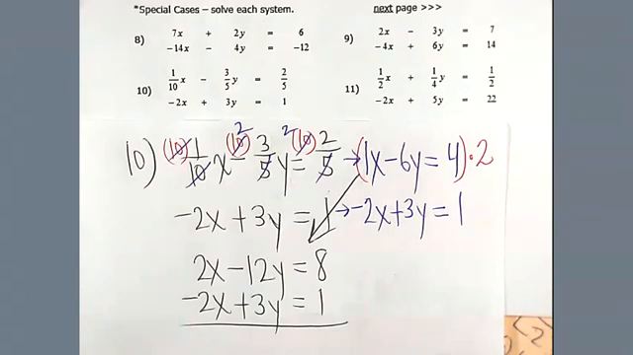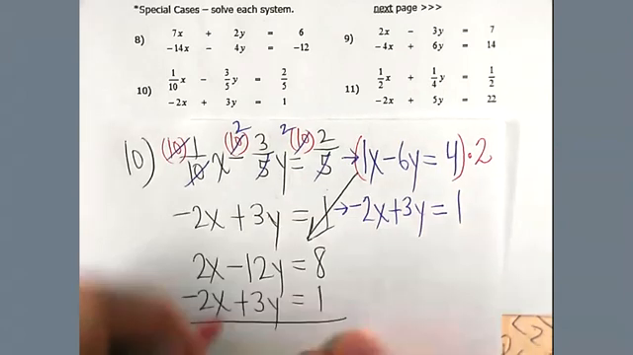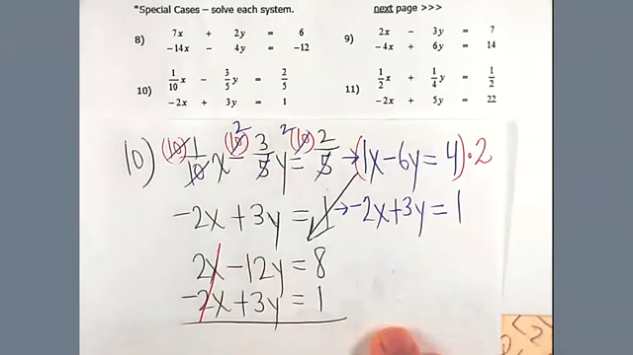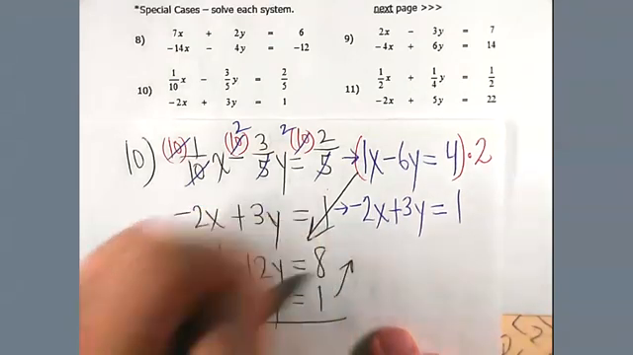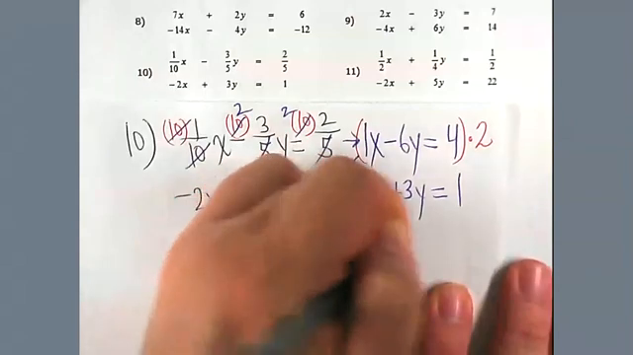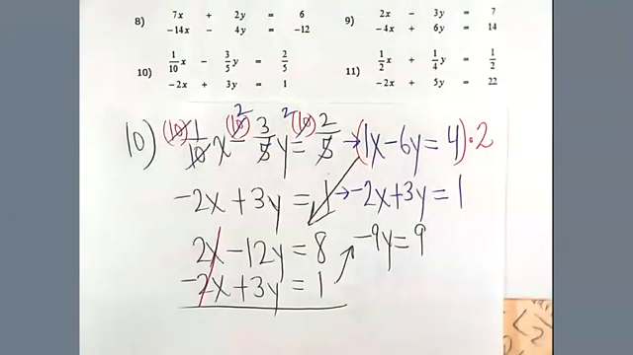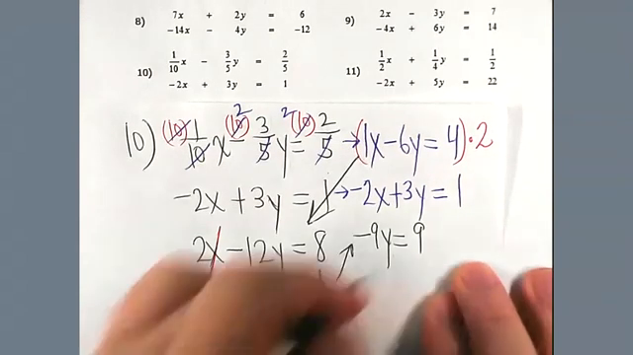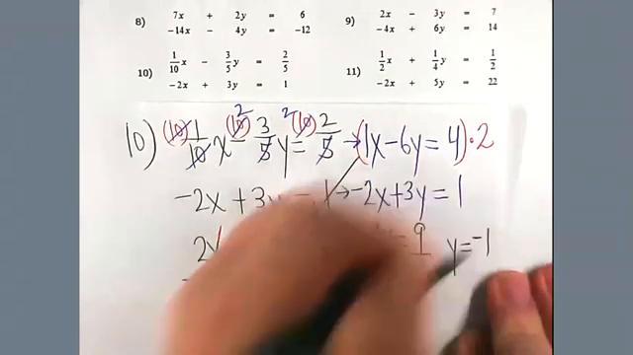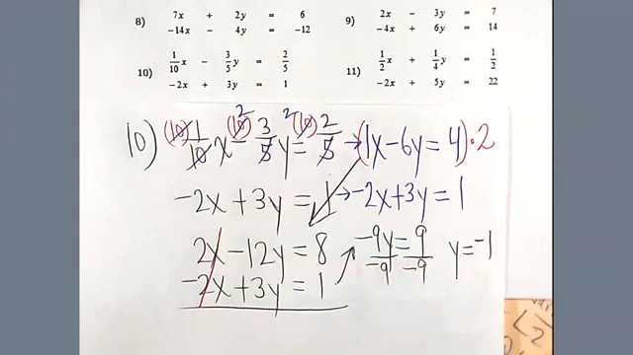Now we can get rid of the x terms. Cancel those out. And just combine your y's and also the remaining numbers. So we have negative 9y equal to 9. And with simple division, divide both sides by negative 9. We get y equal to negative 1.